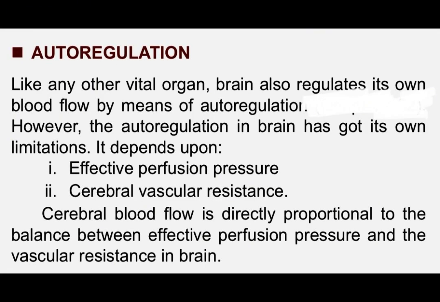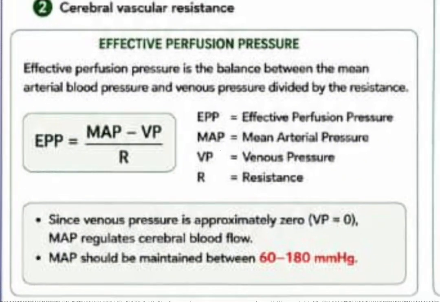Are you getting that? So what is effective perfusion pressure? Effective perfusion pressure is the balance between the MAP, which is the mean arterial blood pressure, minus the venous pressure, are you getting now, divided by the resistance. So the MAP, remember, if you go to my arterial blood pressure, you will see that the MAP is the diastolic blood pressure plus 1/3 of the pulse pressure, which means the MAP is dependent on the diastolic blood pressure. You get it now? But here you are looking at the MAP minus the venous pressure divided by the resistance. But we all know that the venous pressure is 0.